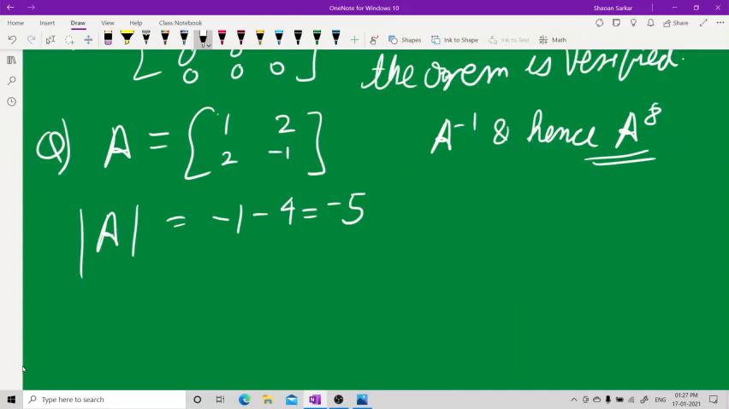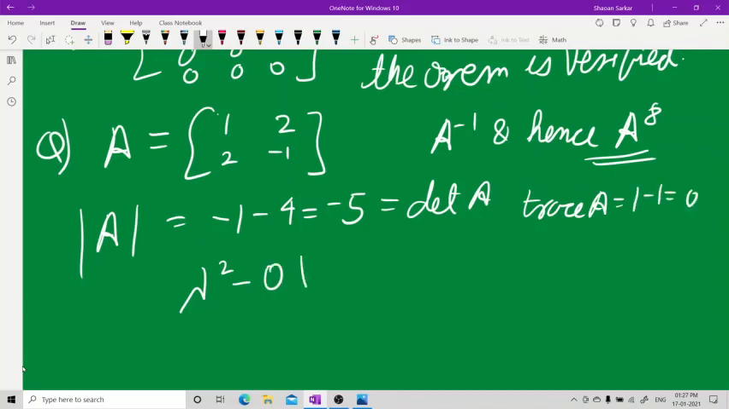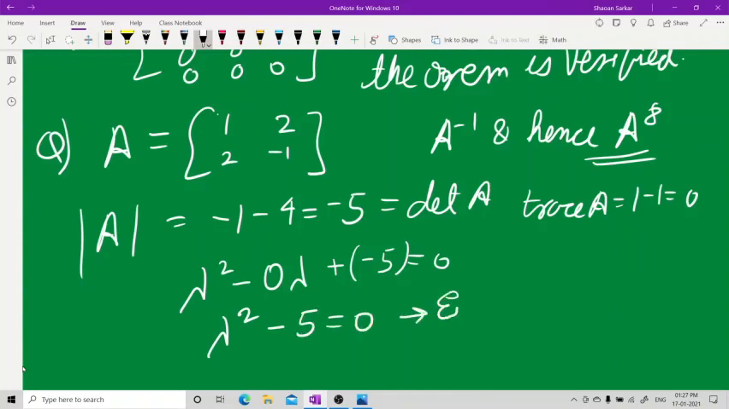Now you have to find A inverse. You can find it that way also. This is determinant A. Lambda square minus, what is the trace? Trace of this matrix is 1 minus 1, which is 0. So 0 lambda plus determinant A, minus 5, equal to 0. So lambda square minus 5 is equal to 0. This is your characteristic equation, your eigen equation.